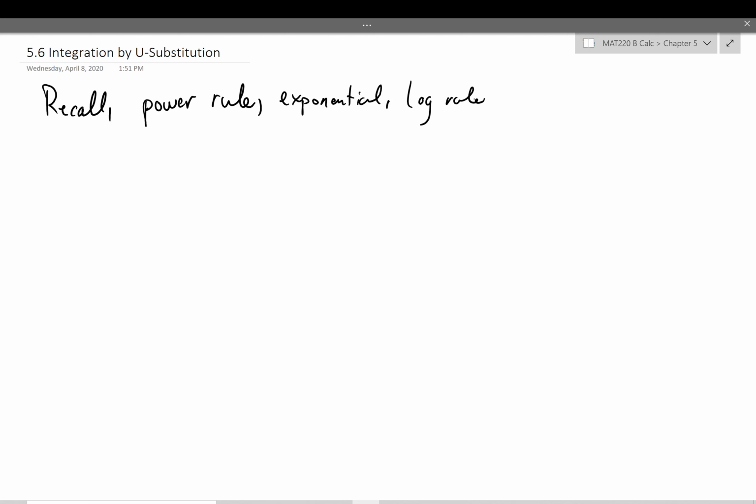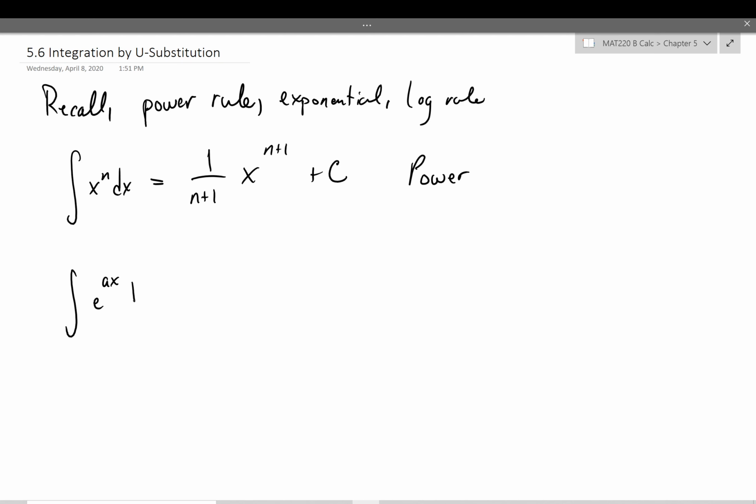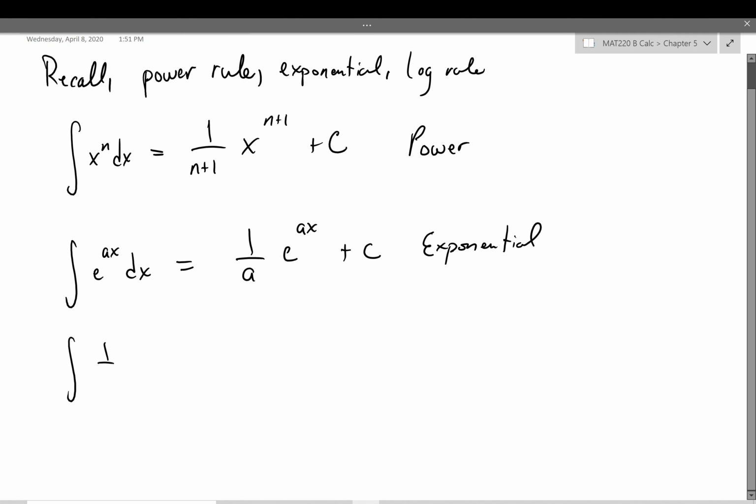Those rules respectively are the integral of x to the n dx equals 1 over n plus 1 x to the n plus 1 plus c, that's our power rule. The exponential rule, e to the ax dx is going to equal 1 over a e to the ax plus c. And then the last rule is the log rule, which was 1 over x dx is going to equal the natural log of the absolute value of x plus c.